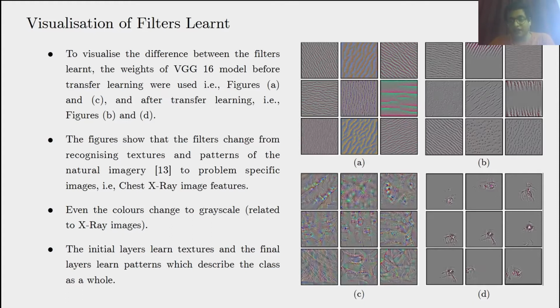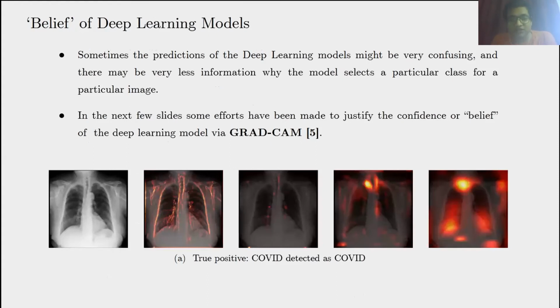After the training, we can see that the filters change from recognized textures and patterns of natural imagery to chest X-ray image features. Even the color changes from natural imagery to grayscale. These natural imagery textures were obtained from the ImageNet dataset, which it was pre-trained on. So we can see that the model learns to recognize problem-specific features, problem-specific patterns.